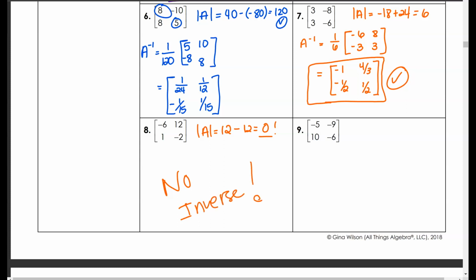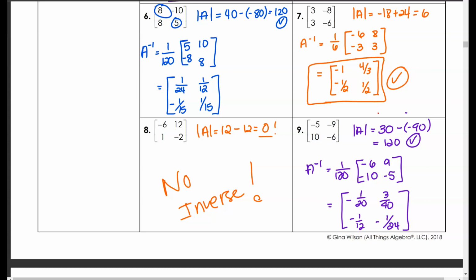Last but not least, try the very last one to get some final practice in before we move on. And that was our last example here. Were you able to obtain this matrix here as the inverse?